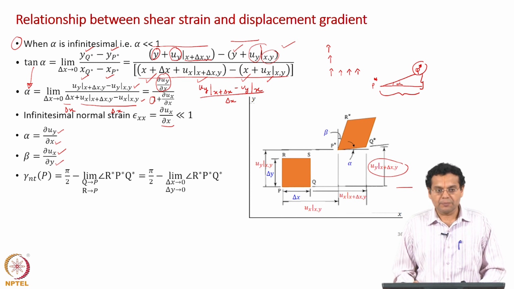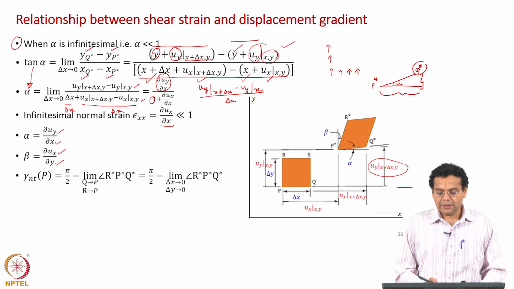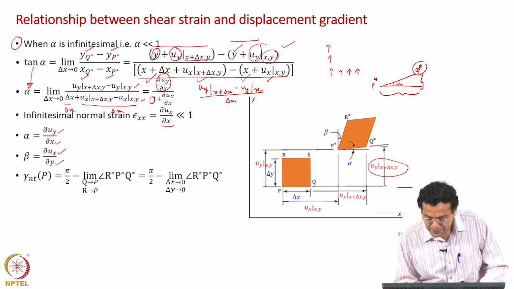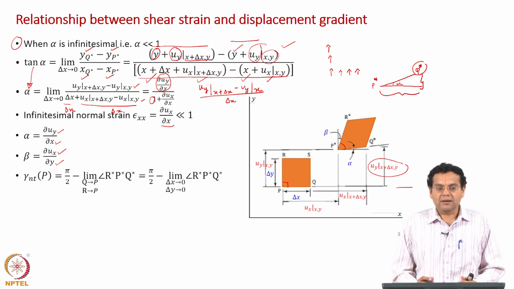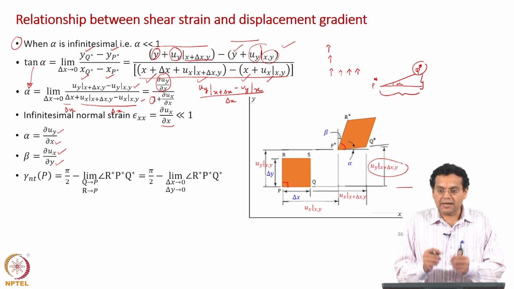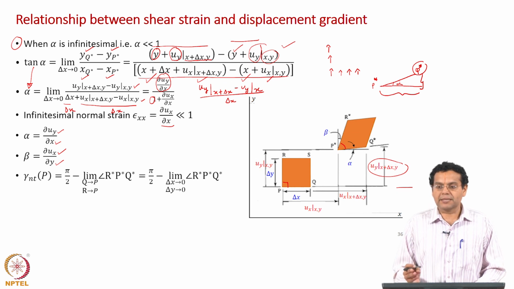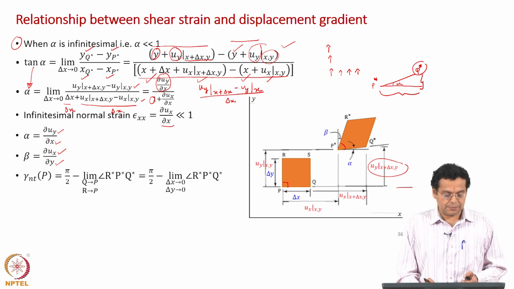Delta x tends to 0, delta y tends to 0, and this angle. So, this angle, 90 degrees minus this angle r star p star q star, not for a finite value of delta x delta y, but in the limit of delta x delta y tending to 0. What is that angle? Alpha plus beta, okay. This difference is nothing but alpha plus beta.